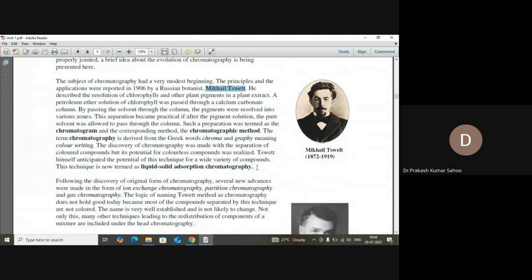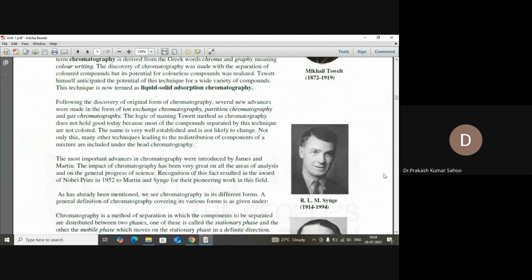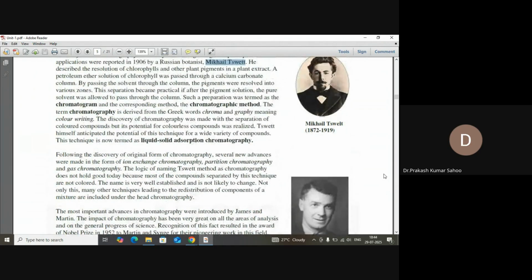So this is your Michael Tswett. After him, Michael Tswett also termed the first technique, which is known as liquid solid adsorption chromatography, where liquid is treated as the mobile phase and the solid is treated as the stationary phase, and the phenomenon that occurs is adsorption.